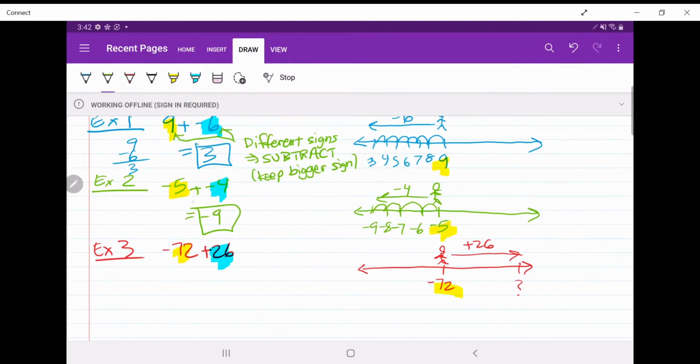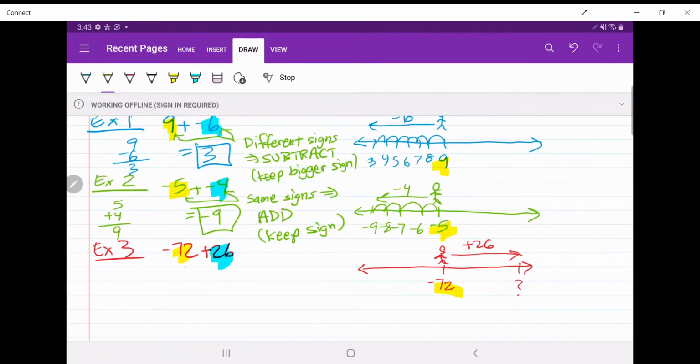In this next example, when the signs are the same, so we have negative 5 and negative 4, that means we need to add the two numbers together and keep the sign. So we have 5 plus 4 equals 9, but since they both have negatives, we need to keep the sign, which is negative 9.